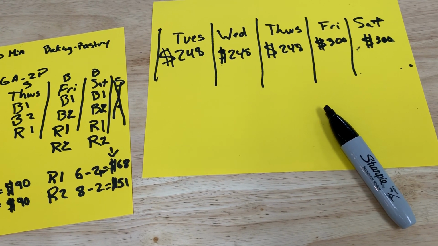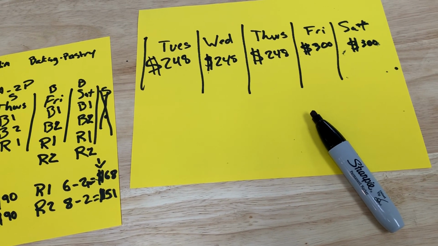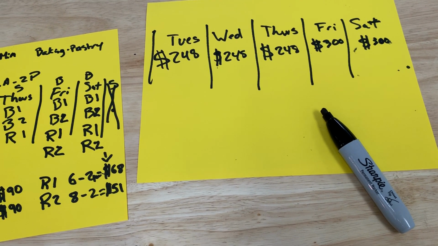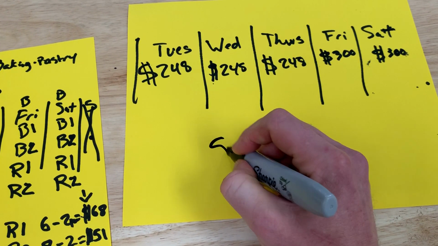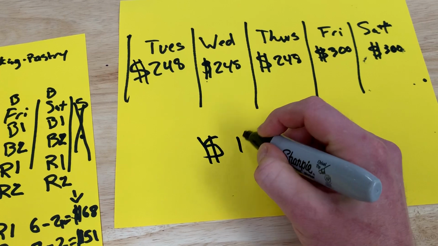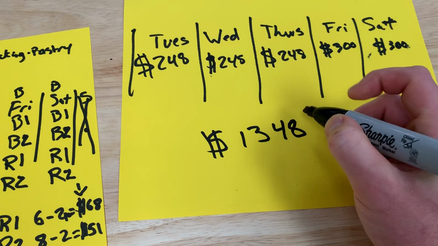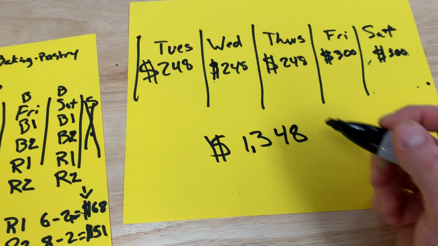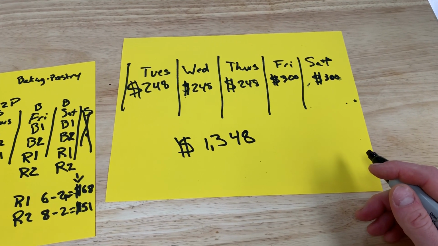Which is already $1,100, right? Adding another $248, you're looking at roughly $1,348 to pay employees for 1 week of work for a donut shop.